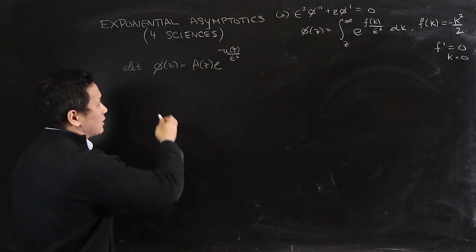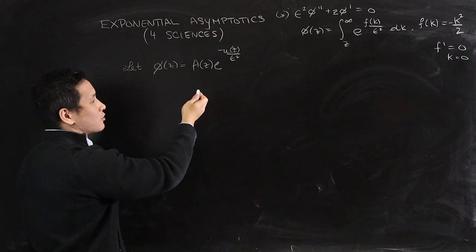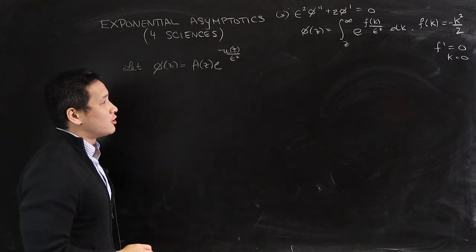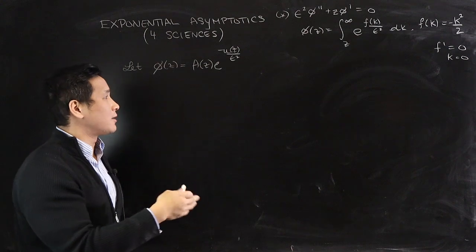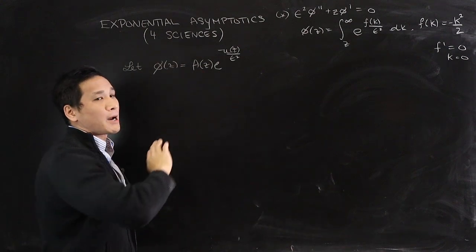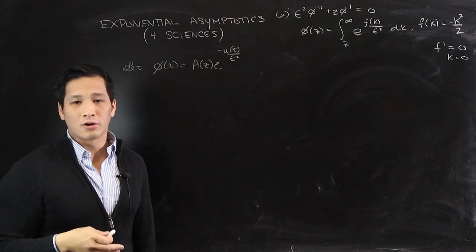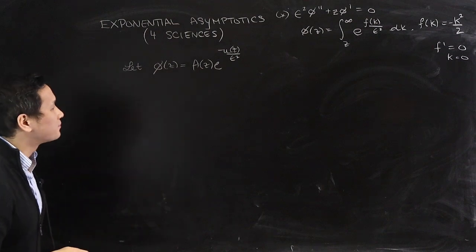And essentially we're going to substitute this into the differential equation, solve for the function u, and then we'll get a differential equation for a. The key is that this a will then go up in powers of epsilon, so then we can do our usual asymptotic analysis.